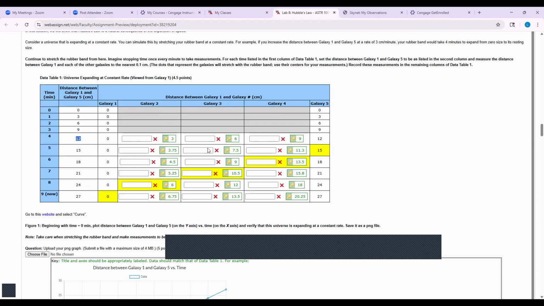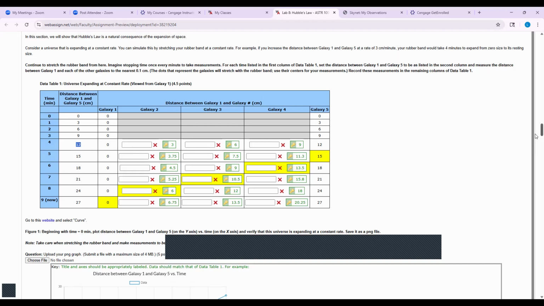And therefore, we are assuming these numbers accordingly based on that stretching that we have: 15 centimeters, 18, 21, 24, 27 at the end. Therefore, that's the item that we have here between galaxy 1 and galaxy 5. And we measure the distance between galaxy 1 and the other galaxies. It means here galaxy 2 and 1, galaxy 3 and 1, 4 and 1, and 5 and 1.